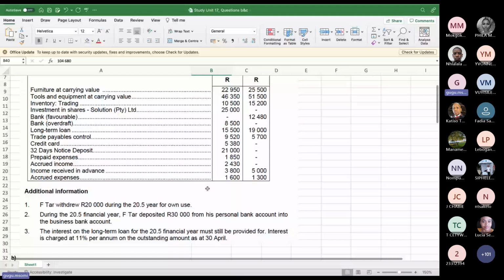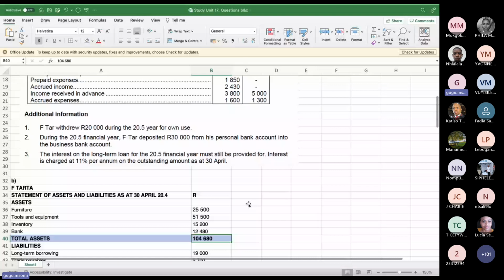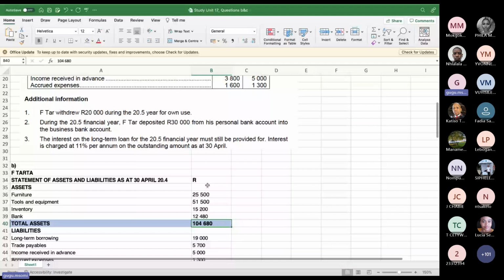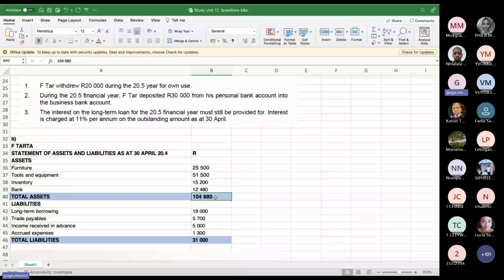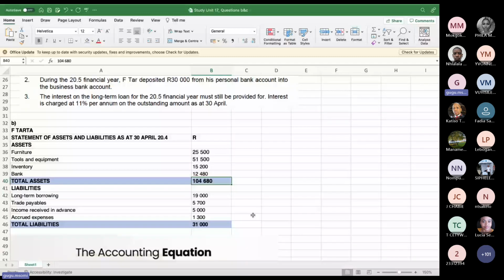15,200. And then our bank balance, which is favorable. So it's our money, not the bank's money, at 12,480. So that lists off our assets. And then we sum those all up, and that gives us our total assets. So then the next part in our statement of assets and liabilities is to then list our liabilities.